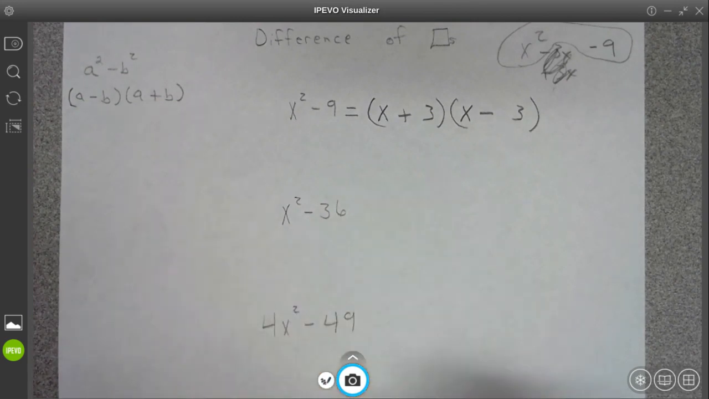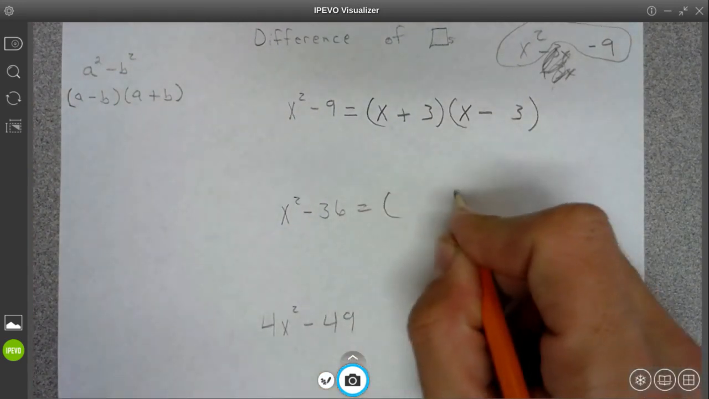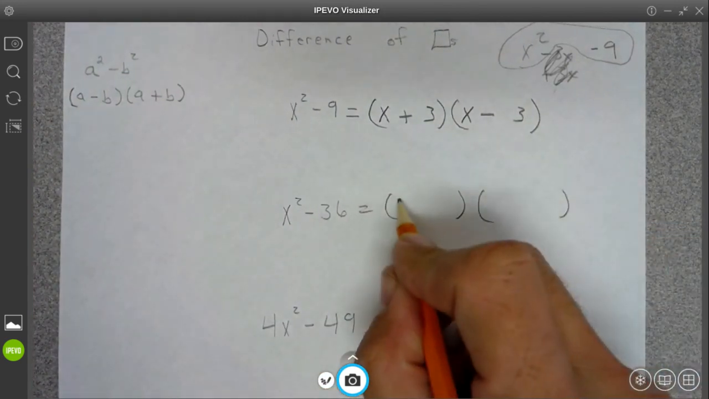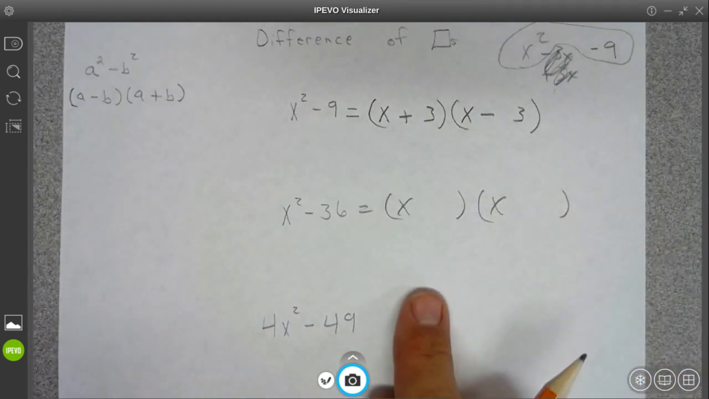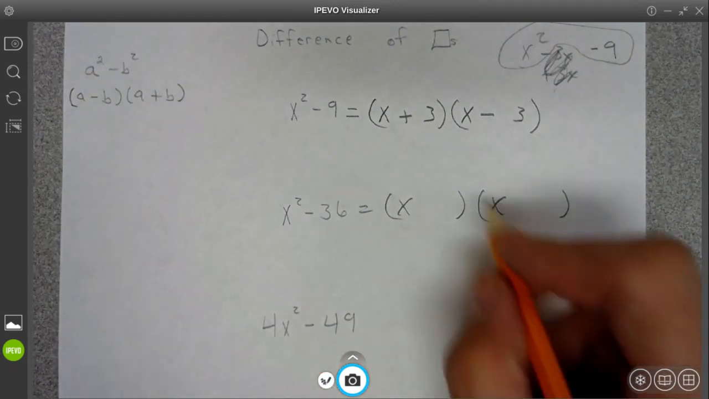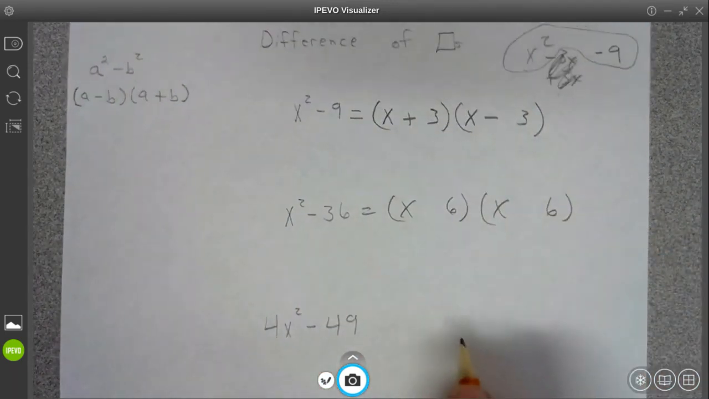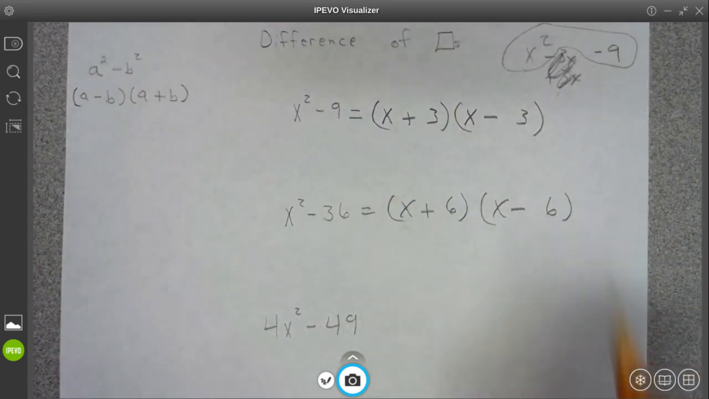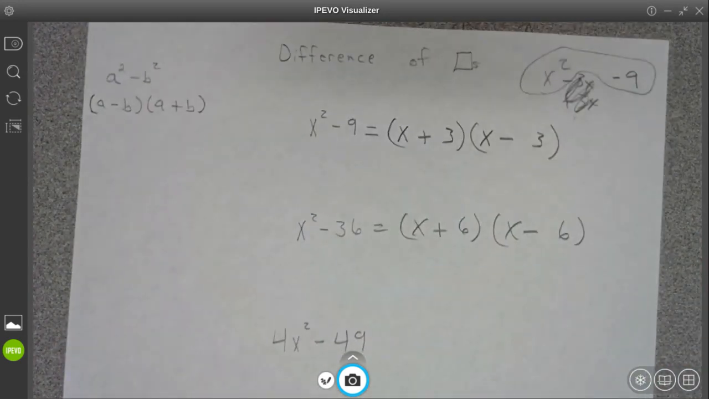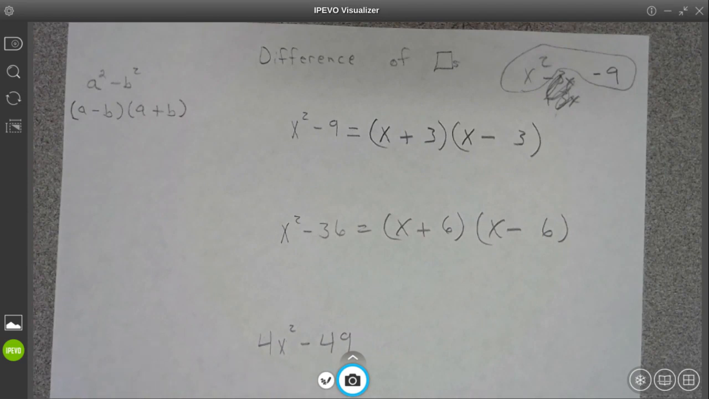So for x squared minus 36, x and an x, and then the square root of 36 is a 6. And one's plus, one's minus. So it's really easy to apply, but knowing to look out for it, that's the trick.